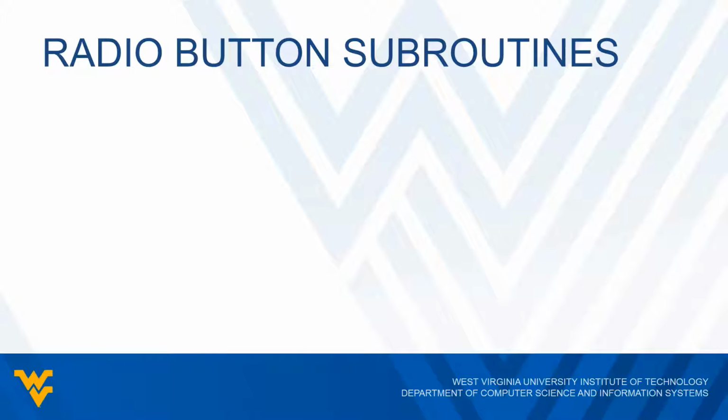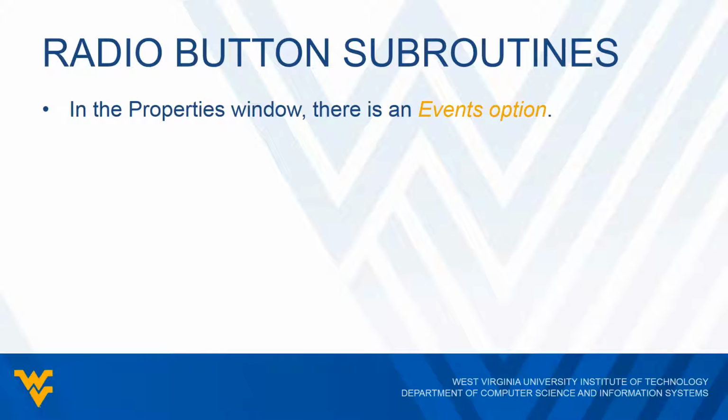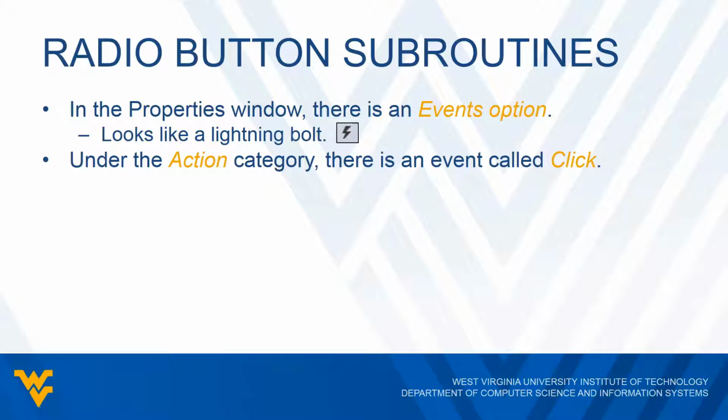For each radio button, we can actually create a subroutine. This is pretty simple to do. If we go to the Properties window after selecting a radio button, there should be an Events option. If you can't find the Events option, it looks like a lightning bolt, like this image here. Then under the Action category, there should be an event that's called Click. So what you want to do is select that option.